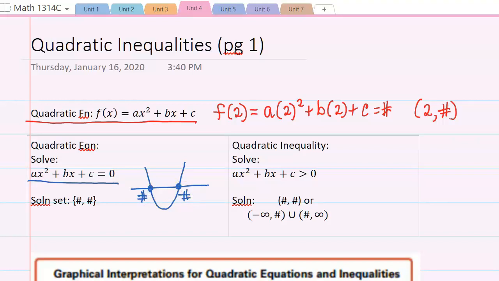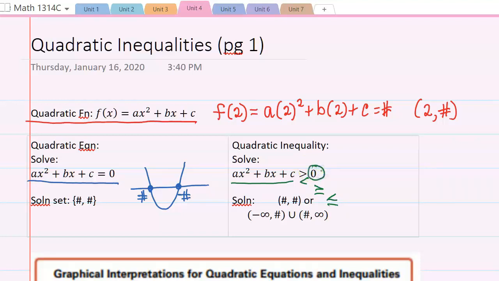A quadratic inequality will be comparing the quadratic function to 0. This comparison can state the function to be greater than, less than, greater than or equal to, or less than or equal to, meaning that we are looking for what parts of the graph are greater than, less than, greater than or equal to, or less than or equal to 0.